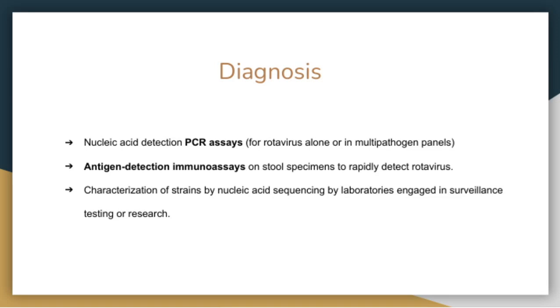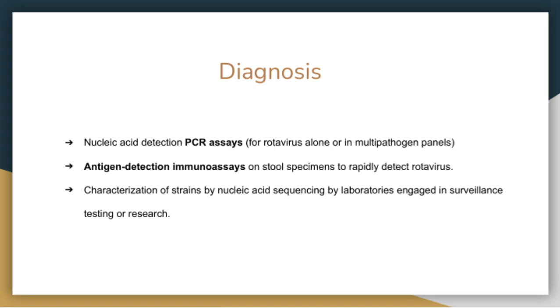Now, let's talk about the different methods used for diagnosing rotavirus infection. One of the most sensitive techniques is nucleic acid detection (PCR) assays, which can be used specifically for rotavirus alone or as part of multipathogen panels. This approach allows us to detect the virus's genetic material with high accuracy, and it's especially useful in surveillance testing or research settings.